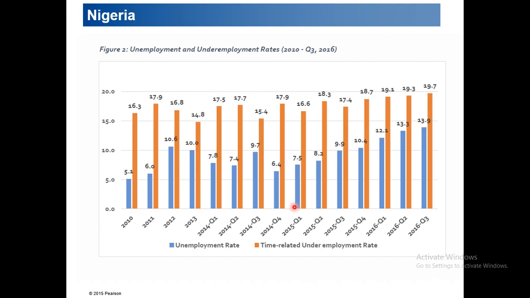As of 2010, the unemployment rate was at 5.1, and in 2016 it rose to 13.9. We've seen it fluctuate over the years. You can see in 2014 quarter 4 it came down to 6.4, and since then it has been steadily rising.